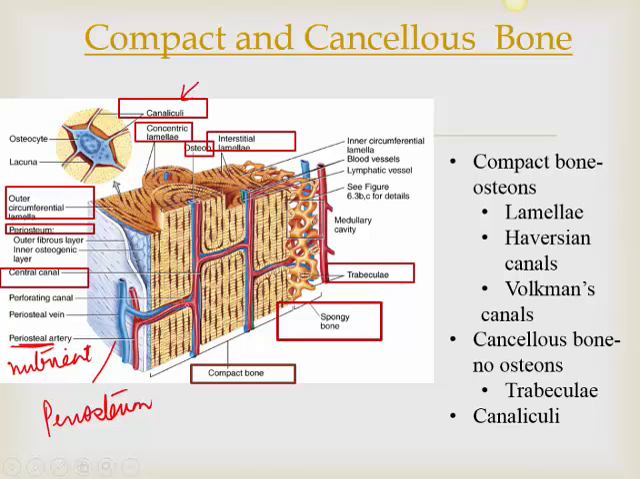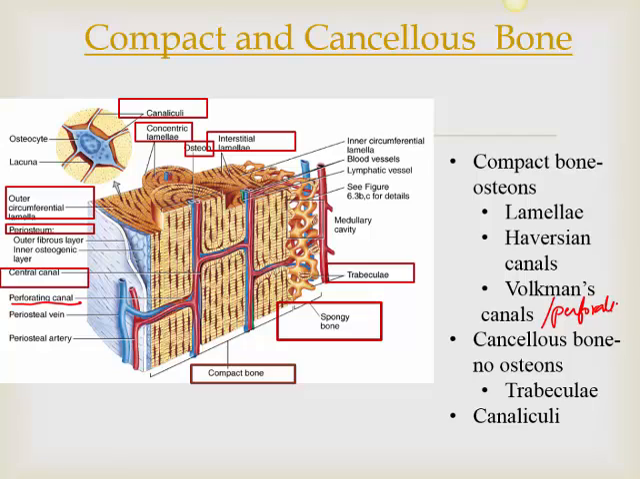So you can see these channels running horizontally and then giving a vertical branch, then going horizontally, giving another vertical branch, and so on, right? So these vertical channels are what are known as Haversian canals or central canals. These horizontal channels which you see here, which are kind of perforating through bone, are what are known as perforating canals, or also called Volkmann's canals.